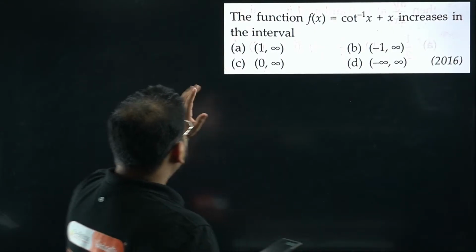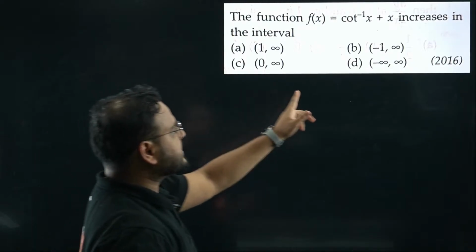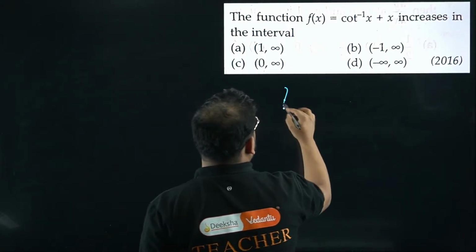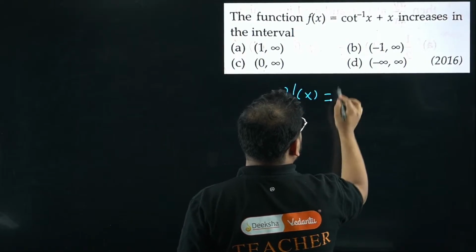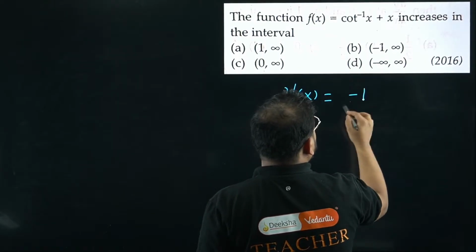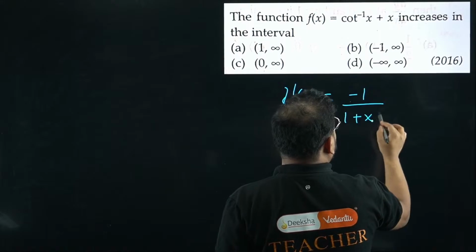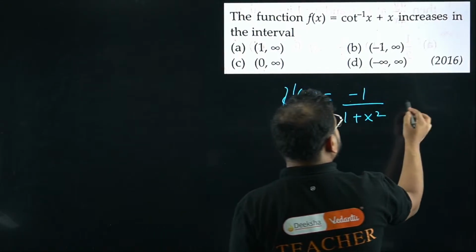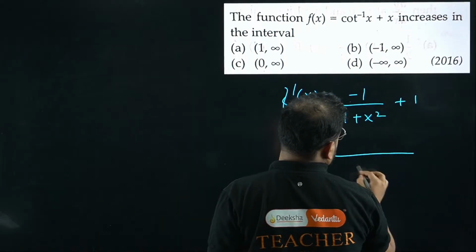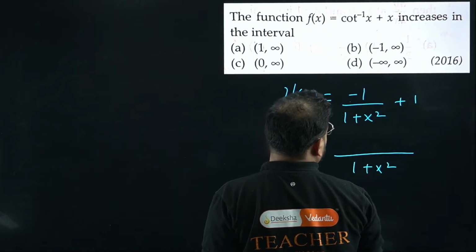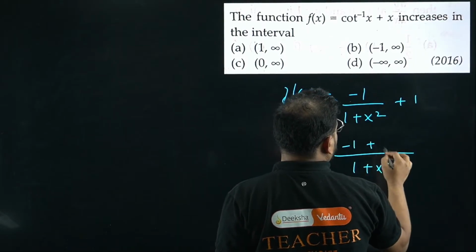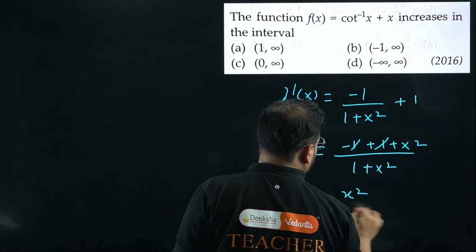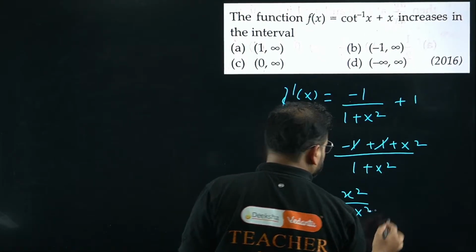The function f(x) is given as cot inverse of x plus x, and it increases in which interval? Same problem. f dash of x will be equal to derivative of cot inverse of x, which is minus 1 upon 1 plus x square, plus 1. I have LCM as 1 plus x square, and end up with minus 1 plus 1 plus x square. Cancel. The answer is x square upon 1 plus x square.